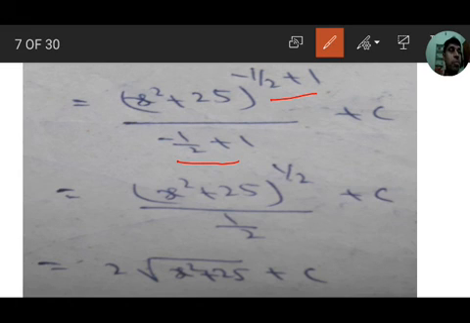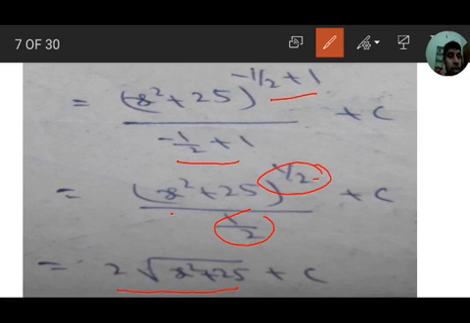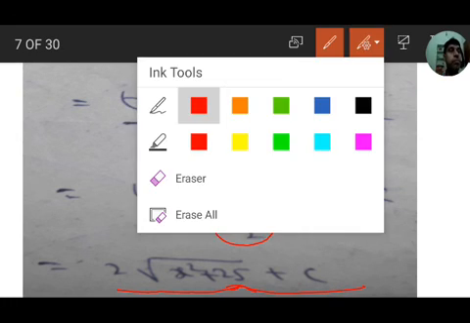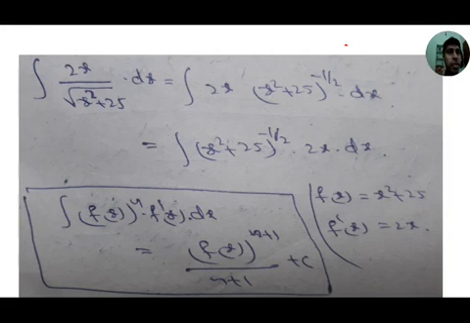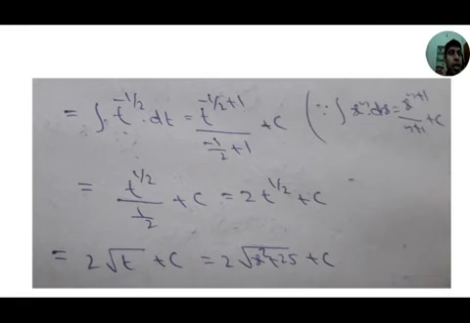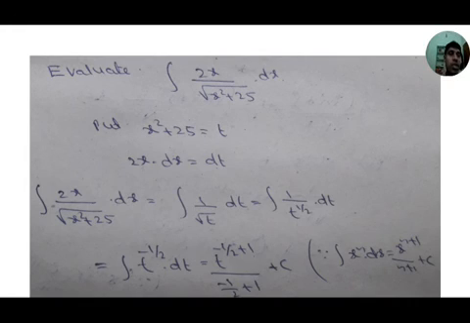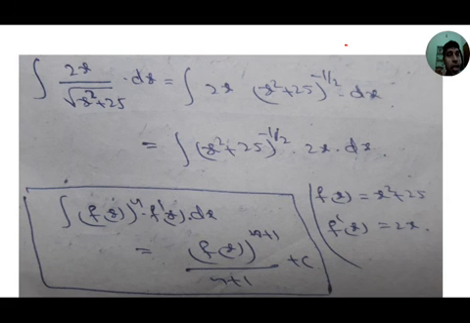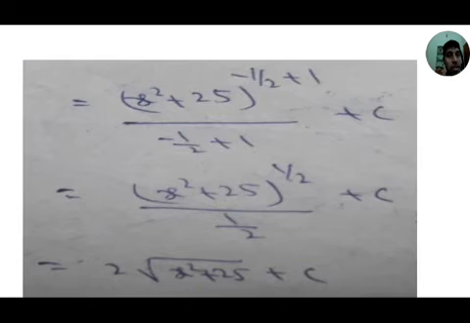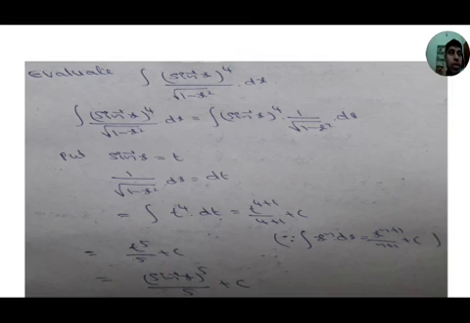Minus 1 by 2 plus 1 means 1 by 2. So x square plus 25 whole to the power of 1 by 2 by 1 by 2 plus c. This 1 by 2 will come to the numerator, 2 into whole to the power of 1 by 2 means square root x square plus 25 plus c, it is the answer. Okay, we can do it by both the methods, directly by formula or by substitution method. However, the function equal to t, it will come the same only. By formula also same. Whatever method you think, you can follow that.